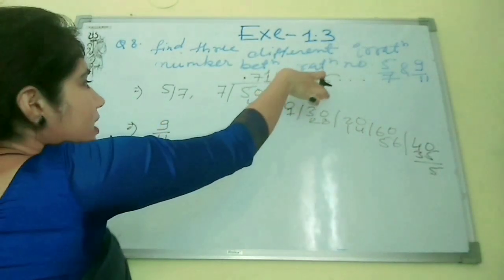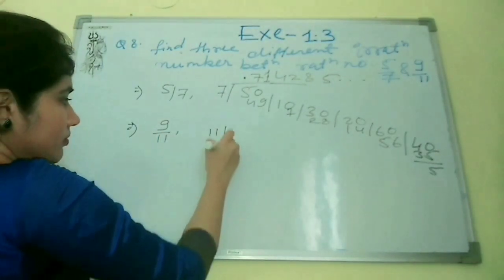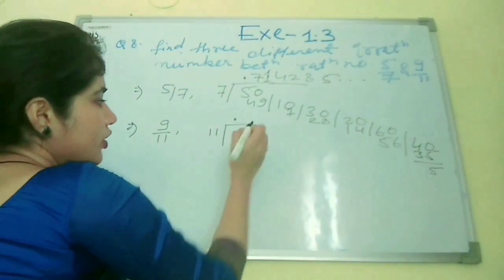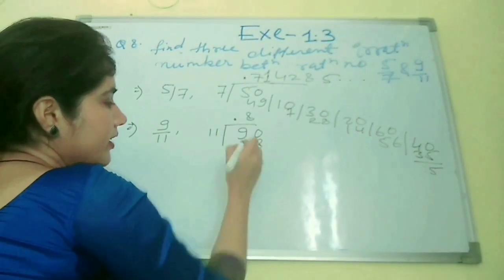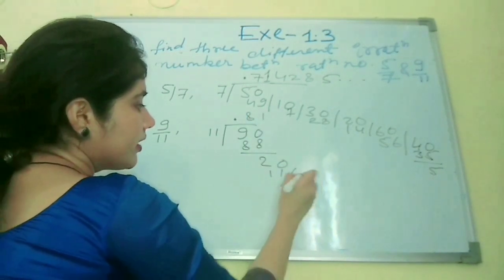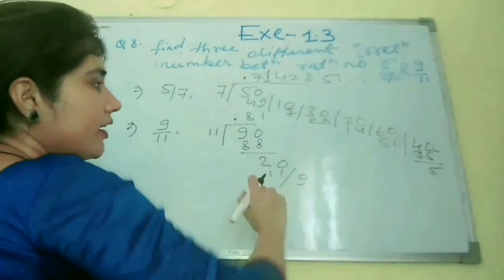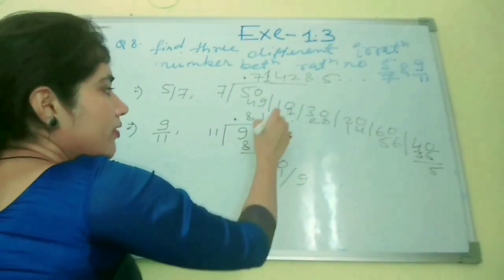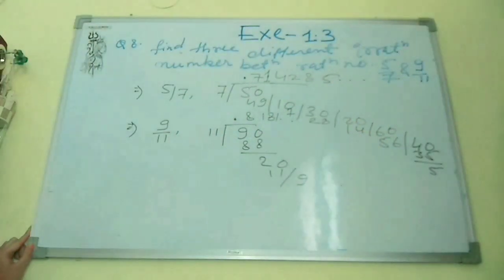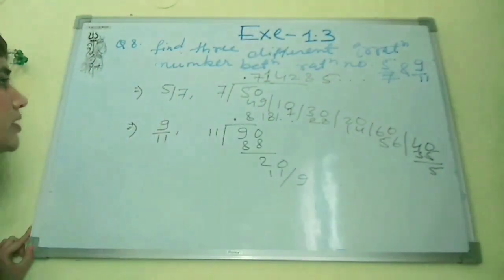So this is the decimal expansion of 5 by 7. 9 is again less than 11, so we will put point here and 0. 11 8s are 88. 11 1s are 11. Then again what are we getting? 9. It will be infinite times. So again we will get 8, 1 and it will go infinite times. Okay, so these two we get as the decimal expansion of both numbers.